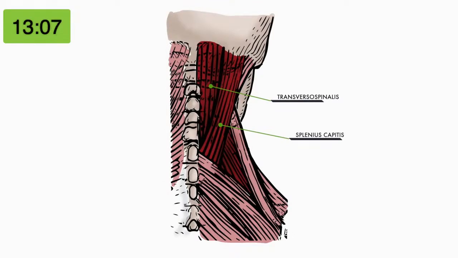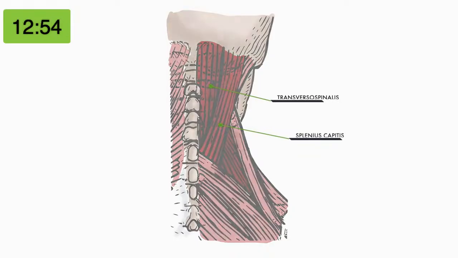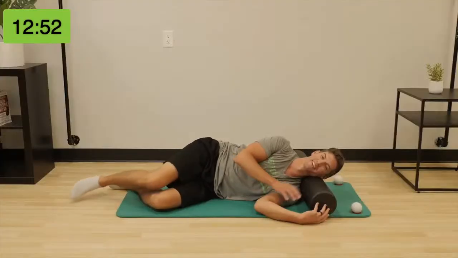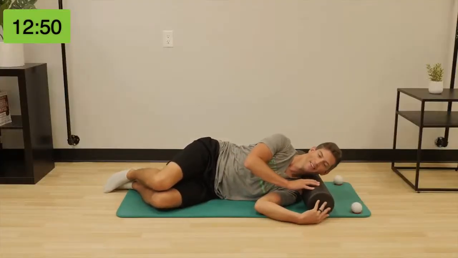The nerves that innervate these muscles are found from C1 through C6. These muscles connect the head and neck, which means looking down, like reading, computer work, or especially phone or tablet work, can cause problems. Start in a side-lying position with a foam roller between the neck and shoulder.